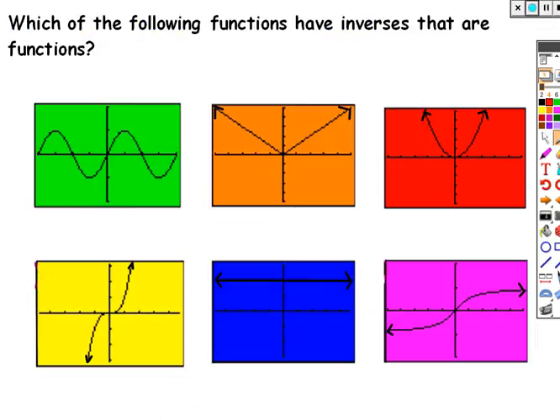So let's see what you gathered from that. Why don't you pause the video at this time to determine which of these functions have inverses that are also functions. So pause the video.